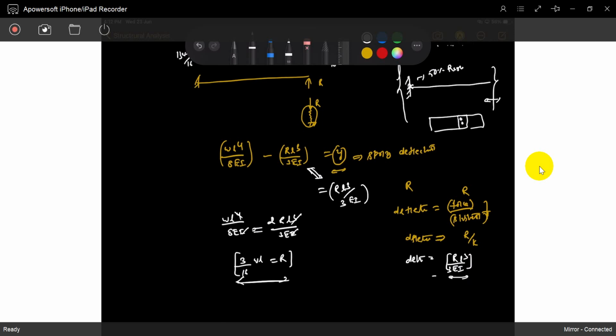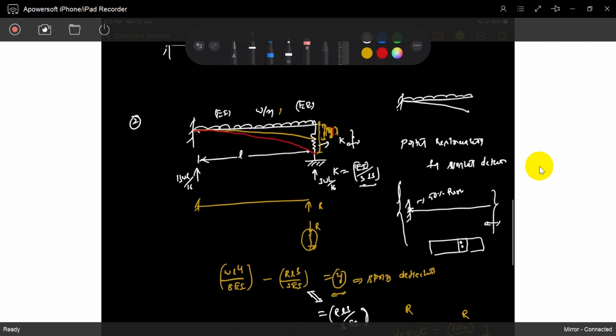If I give the stiffness like this, if I give stiffness as EI by L cube, then use RL cube by EI and find out R. So based on the stiffness of the spring, the reaction force changes. It's obviously based on the spring only. Based on the spring stiffness, the reaction force R will change. Okay, so that's it.